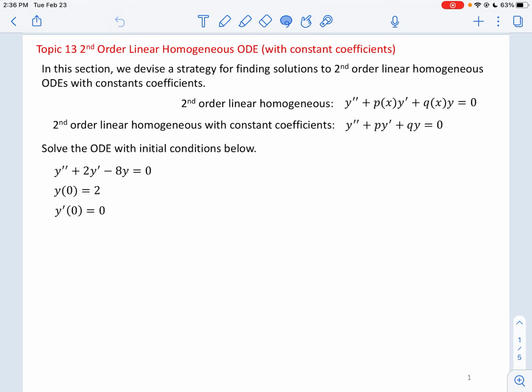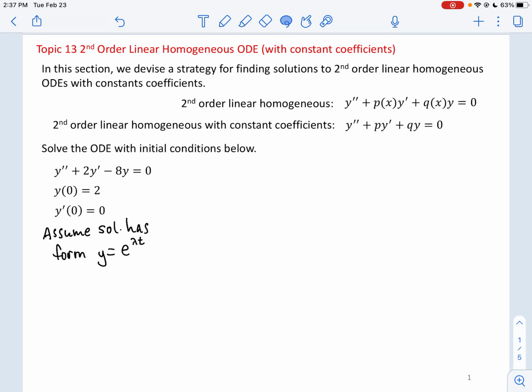We're going to devise the strategy, and I'm going to demonstrate it right here for this particular second order ODE with constant coefficients. That is also homogeneous, and we're going to find the particular solution that satisfies this given data right here. Okay, so let's begin by assuming that the solution to this differential equation will have a certain form. We'll say the assumed solution has the form y is equal to e raised to some constant, I'm going to put a lambda there, that's a Greek letter lambda, times t.